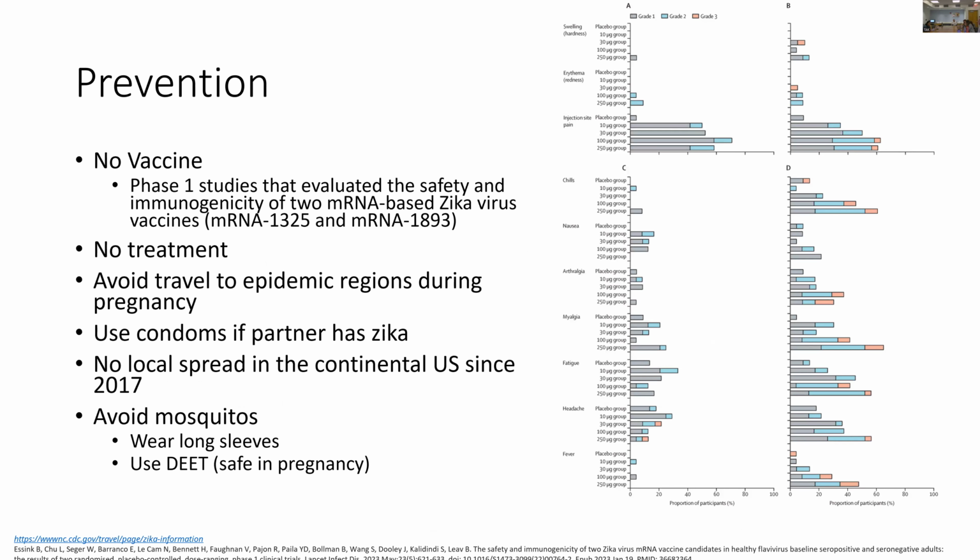Which brings us to prevention. We've kind of already jumped over this. There's no treatment and no current vaccine, but there are phase 1 clinical trials right now of mRNA-based Zika vaccines. The phase 1 studies have shown good safety, with the most common issue just being injection site pain, as is common for pretty much any vaccine. There has been no local spread of Zika in the US since 2017, but that doesn't mean it couldn't return. The important thing for this and for all vector-borne disease is avoiding mosquito bites if you're in areas that have mosquitoes.